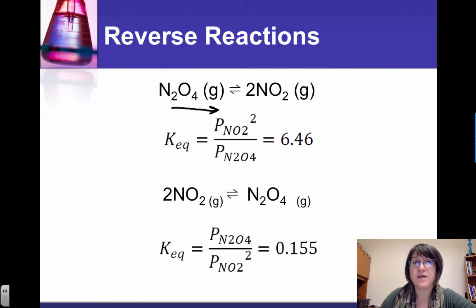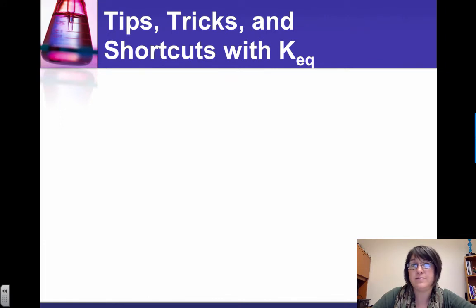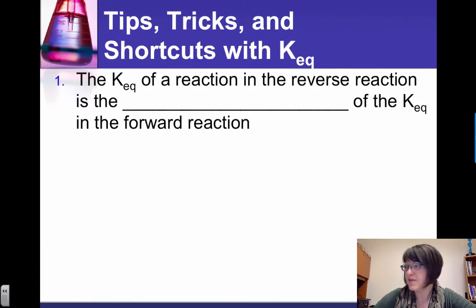And it's different because the activation energy going forward is not the same as the activation energy going in reverse. The hill may be higher to climb if it's exothermic, or it might be a shorter hill to climb if it's an endothermic reaction. So here are some tips, tricks and shortcuts. The KEQ we just covered is the reciprocal when it's reversed.